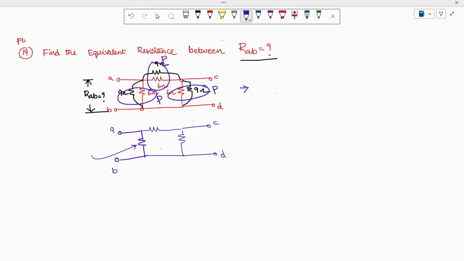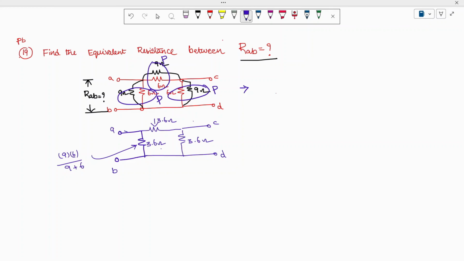Whenever two resistors are connected in parallel, the formula is product of resistance divided by sum of resistance. Here also the same formula will be applicable. So 9 into 6 divided by 9 plus 6, then you are going to get it as 3.6 ohm. This is also 3.6 ohm. This is also 3.6 ohm.